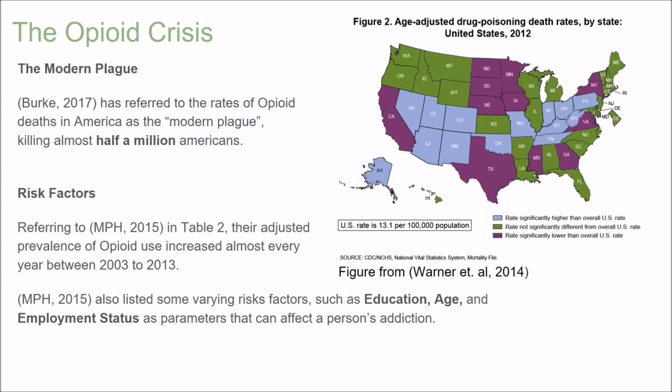The large rate of opioid-related deaths in America has sometimes been referred to as the modern plague. Studies show varying risk factors, including education, age, and employment status, as parameters which can affect a person's addiction.